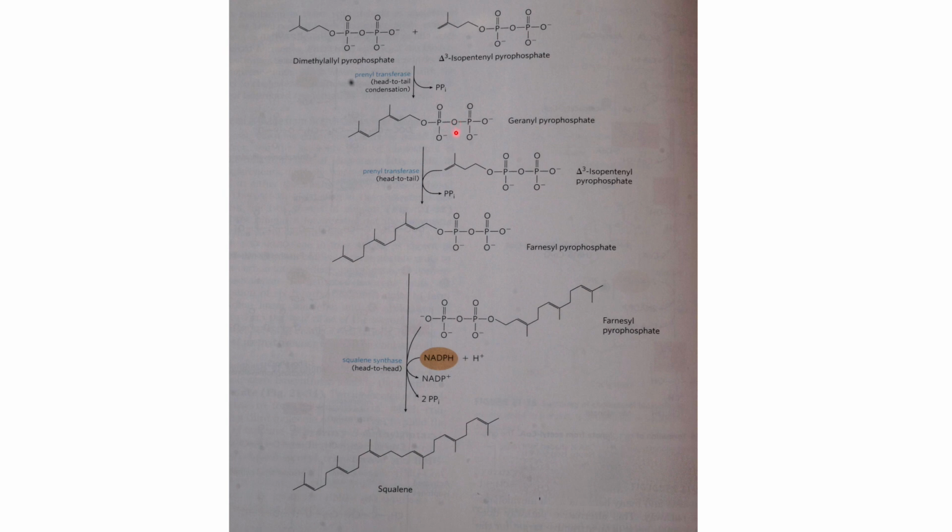geranyl pyrophosphate. This undergoes a further loss of pyrophosphate, and you get farnesyl pyrophosphate from this. And then the farnesyl pyrophosphate is reduced, loss of pyrophosphate, and you get squalene. Squalene is the next molecule, the linear form.